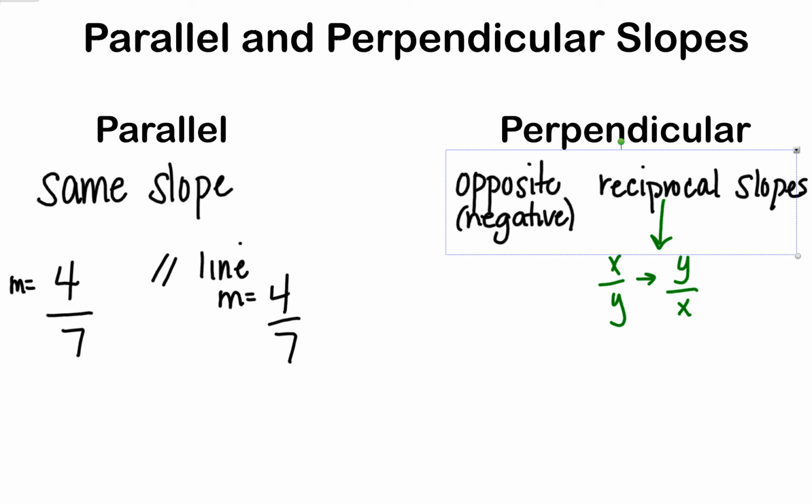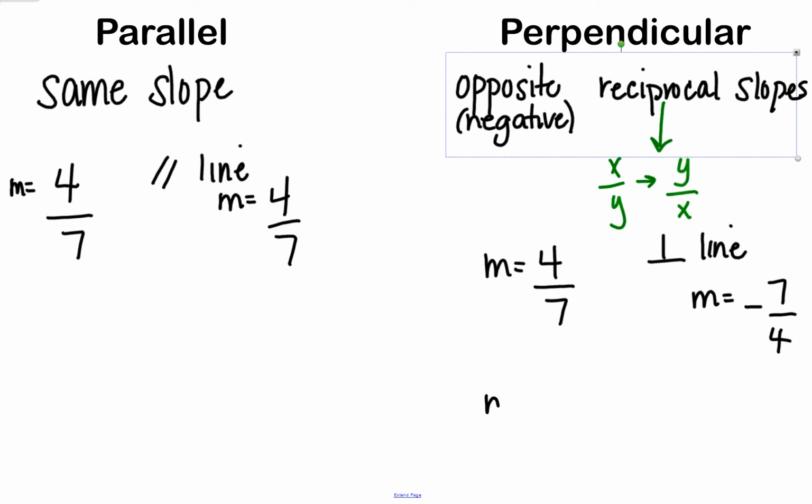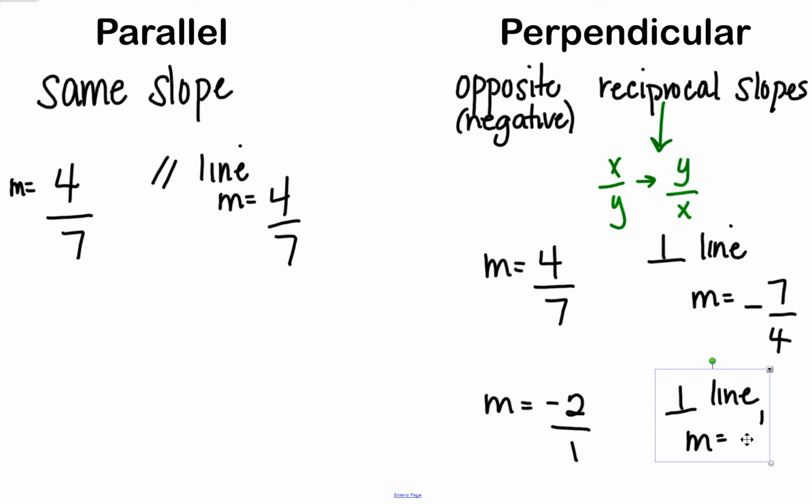So in this case, if I have a slope of 4/7, the perpendicular line would have a slope of 7/4, and it would be negated, so it would be negative 7/4. Likewise, if I have a slope of -2, that's actually -2/1, my perpendicular line would have a slope of 1/-2, and I would negate it, so it would be positive 1/2.